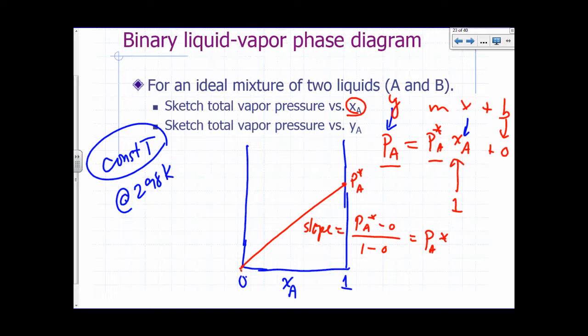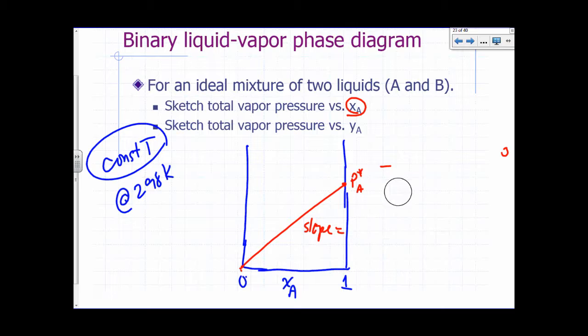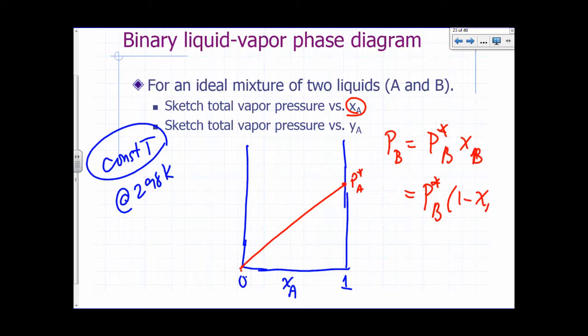Now, similarly, if you did a plot for partial pressure of B, since you have an ideal mixture, you can show that partial pressure of B equals P star B times x B. You can rewrite that as P star B times 1 minus x A, since mole fractions add up. So that's P star B minus P star B x A. When x A is 0, then P B is just P star B. Let's just say it's over here. We're saying here that B is more volatile than A, a higher vapor pressure when pure. And that's your y-intercept.